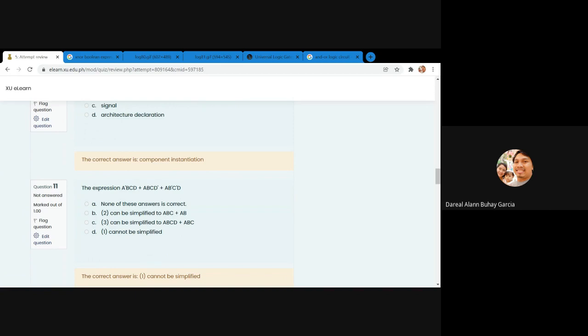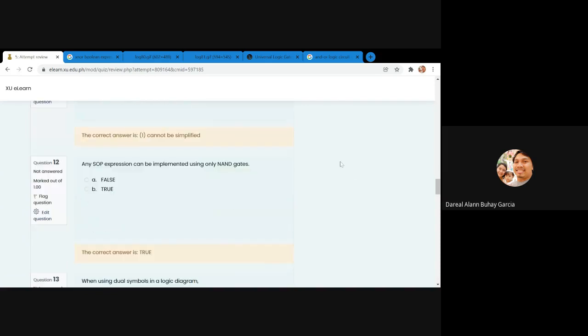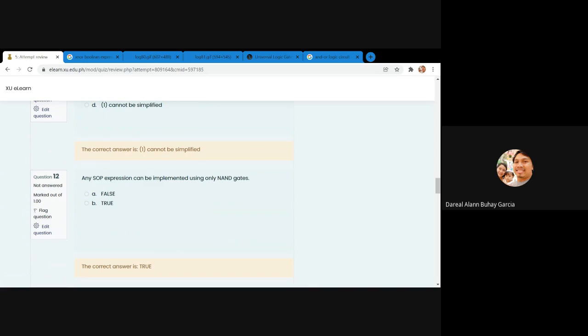No, it cannot be simplified. Walay common nga variable sa ila. So, cannot be simplified. Any SOP expression can be implemented using only NAND gates. Yes, true. Any expression, for that matter, can be implemented using only NAND gates.